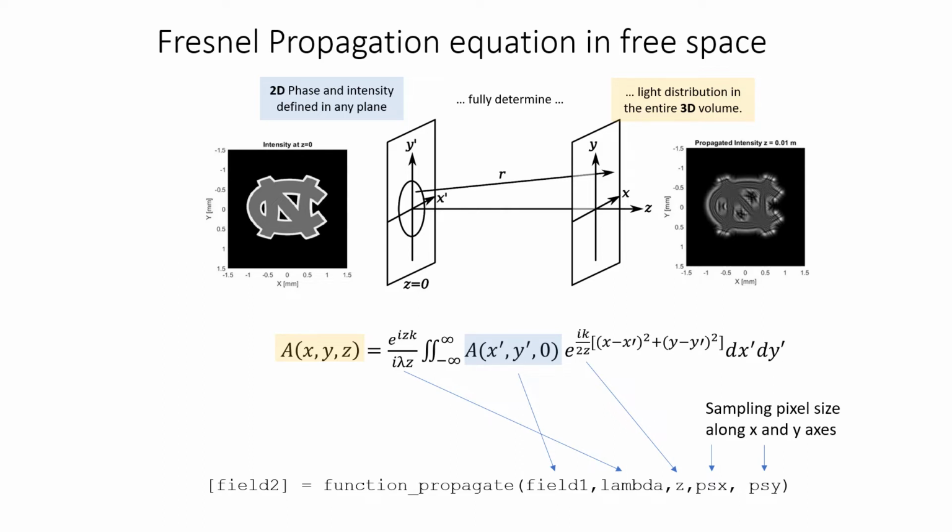We have implemented a MATLAB function that allows you to perform this operation in a computationally efficient way by specifying the 2D complex field as a 2D grid of complex values, the wavelengths, the desired propagation depth z, and the sampling size of your domain psx, psy along each axis.